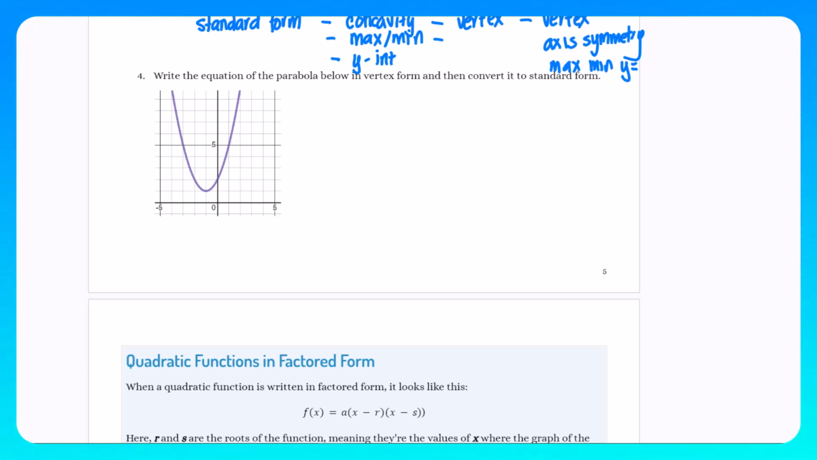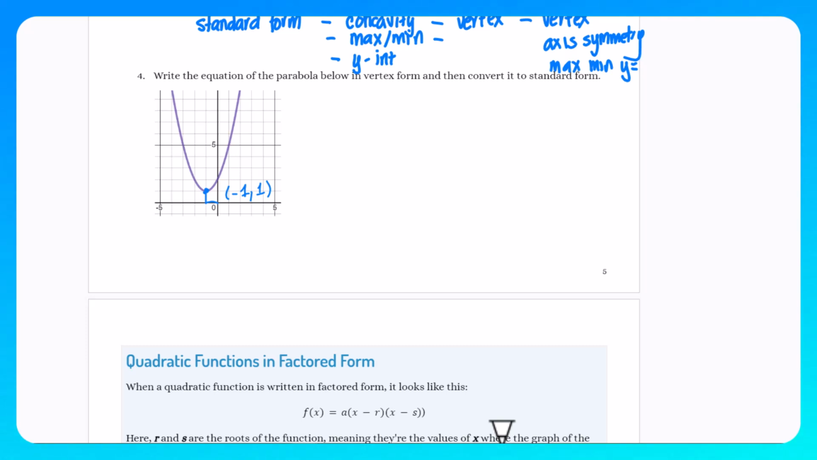Okay, let's look at question 4. In this question, it is asking us to write the equation of the parabola in vertex form and convert to standard form. Well, remember in vertex form, we need to know the vertex. And in this case, the vertex is -1 and... sorry, -1 and +1. I don't know what I was thinking there. So -1 and 1 because we go over 1, up 1.